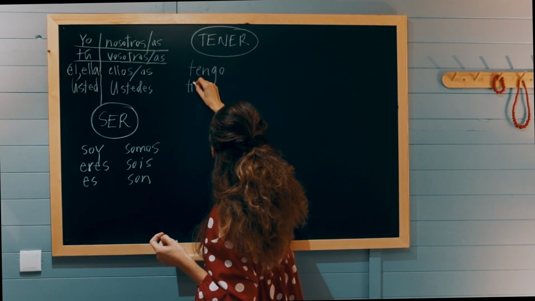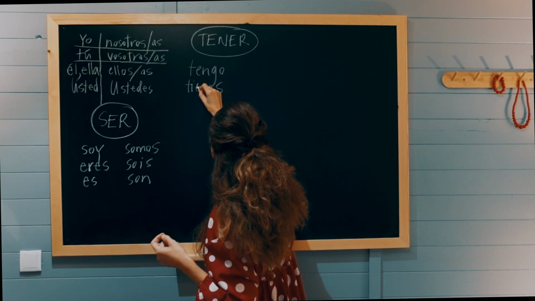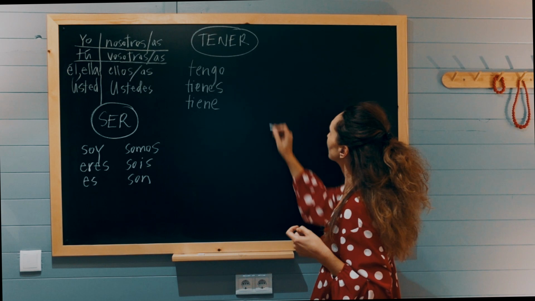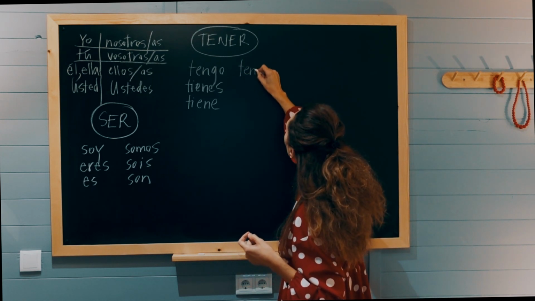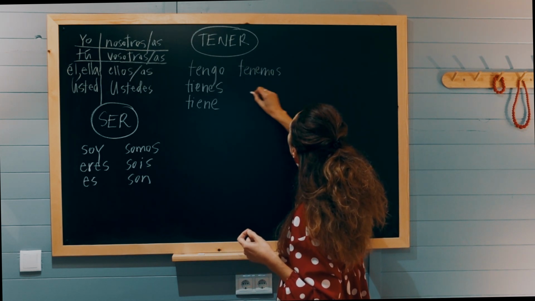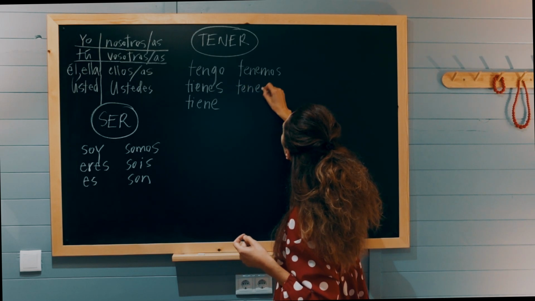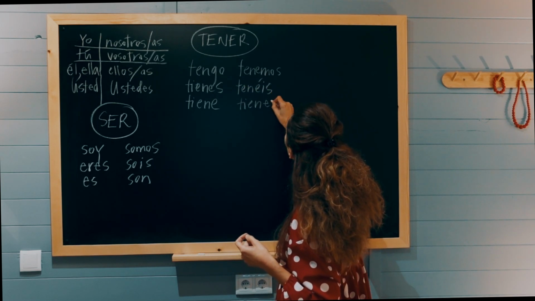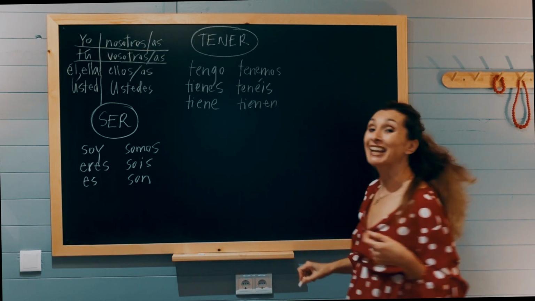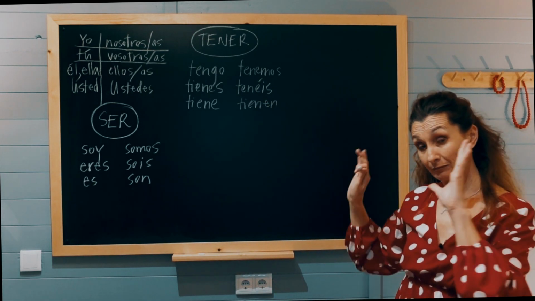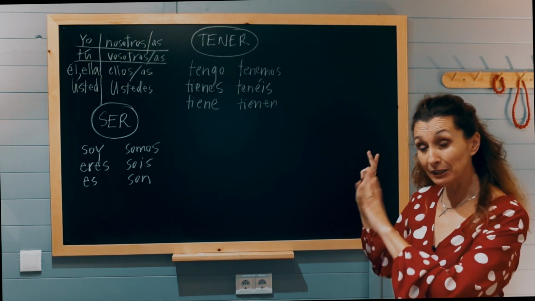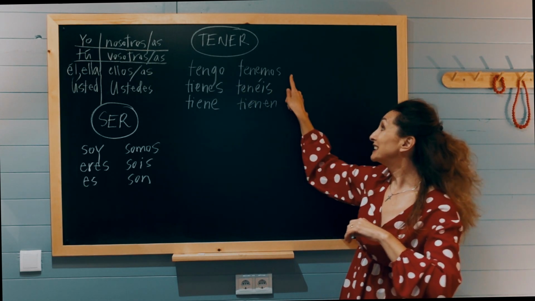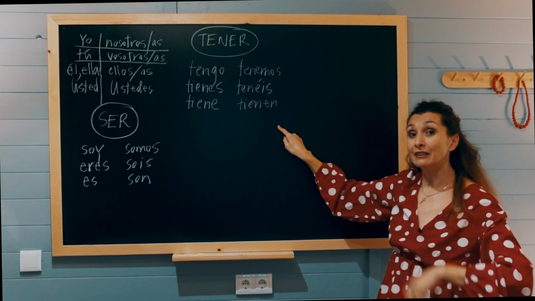And we have tengo, tienes, tiene. Tenemos, tenéis, tienen. Again, only the verb, only the 6 forms. Tengo, tienes, tiene. Tenemos, tenéis, tienen.